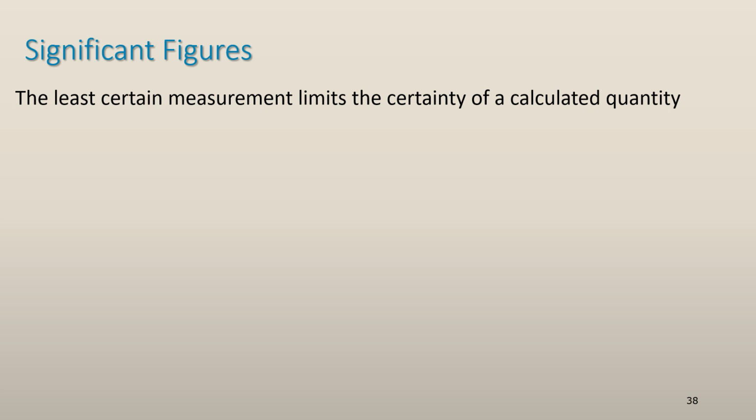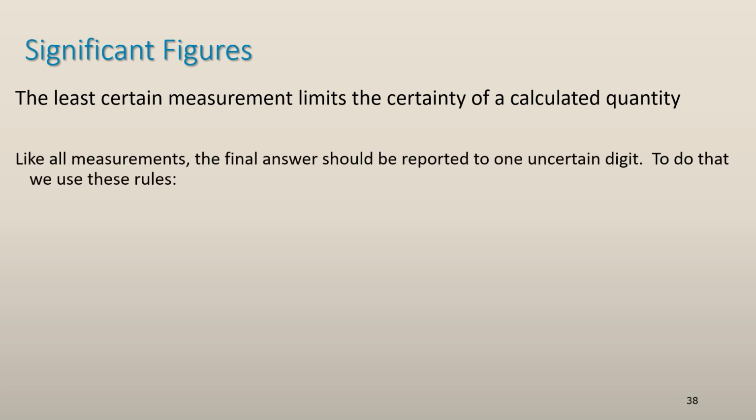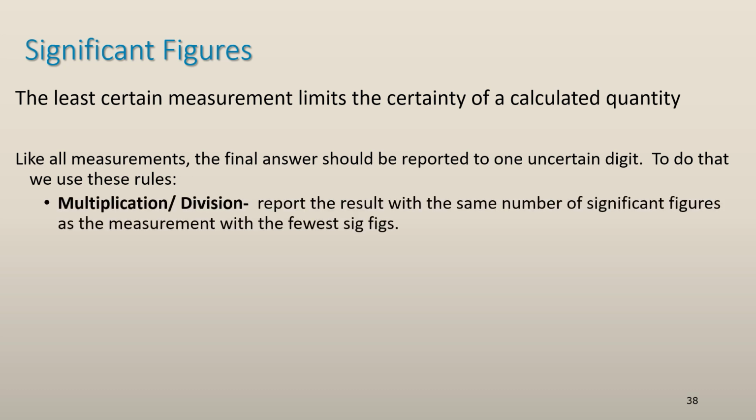So that's kind of how significant figure rules come about. So the final answer should be reported to one uncertain digit, and you want it to represent the values that you had already. So if you're multiplying or dividing, what you do is you report the answer with the same number of significant figures as the measurement with the fewest significant figures.